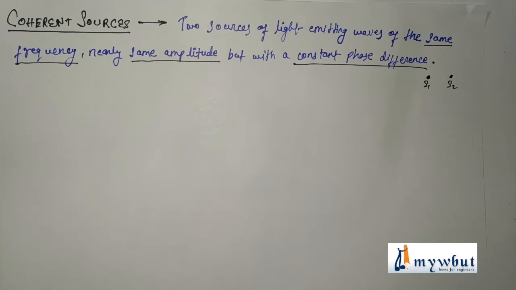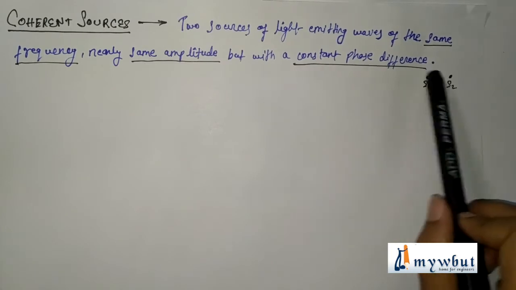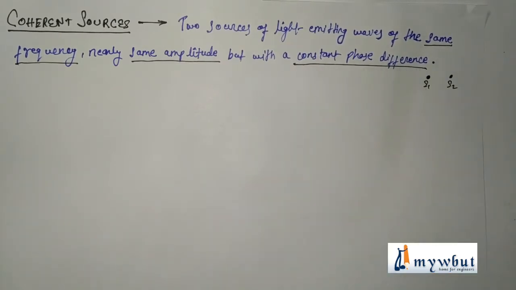But in practice, it is not at all possible to have two independent coherent sources, as the phase difference of the two independent sources does not remain constant. If the phase difference changes rapidly in an irregular way, the resulting waves are not coherent and the corresponding sources are called not coherent sources. So we cannot practically obtain two different sources with constant phase difference and with the same frequency.